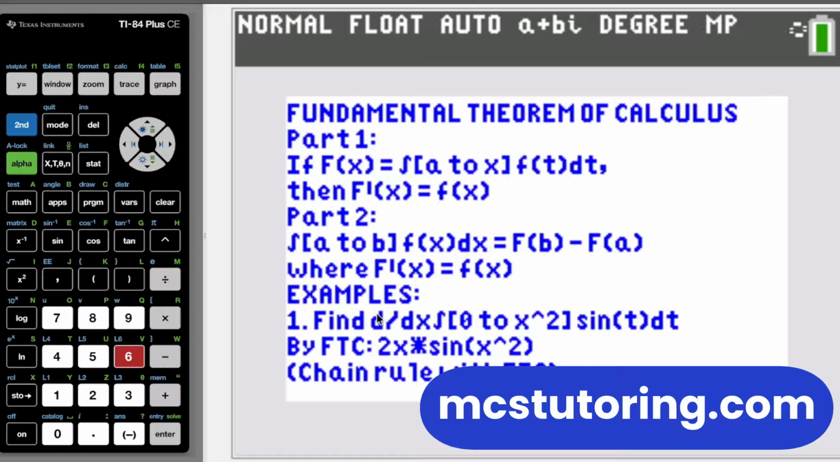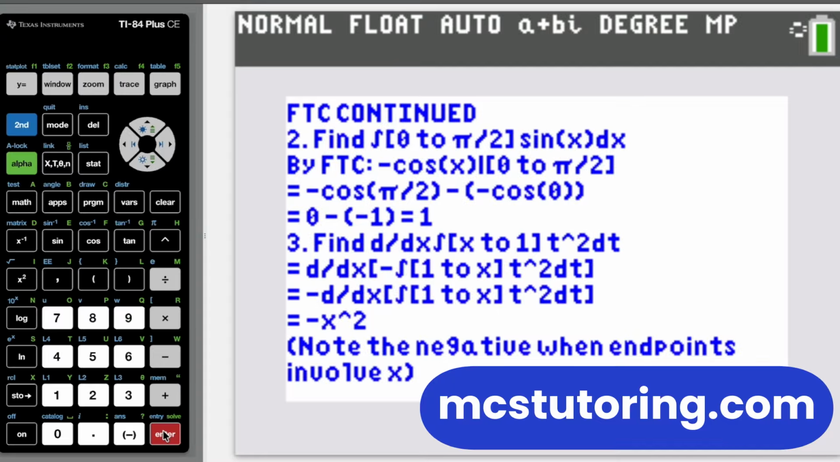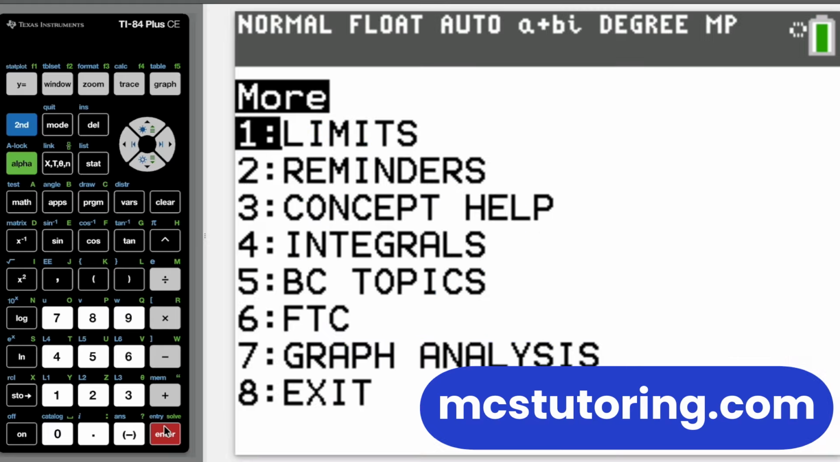Examples: find d/dx of the integral from 0 to x squared of sine t dt. By the Fundamental Theorem of Calculus, it's 2x times sine x squared, chain rule with the Fundamental Theorem of Calculus. Continued, oh my gosh, part 2. There's another example. I don't want to bore you. I just want to show you what it does have. And then graph analysis, by the way.